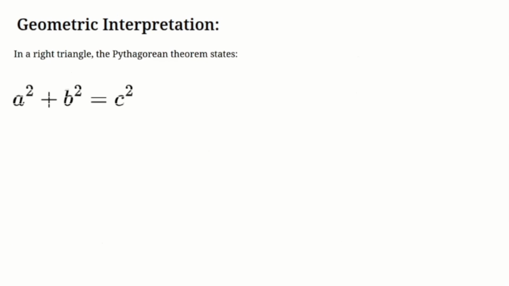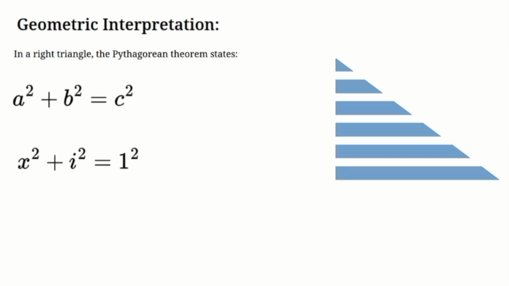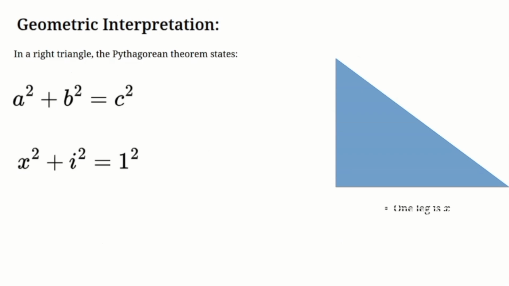The geometric interpretation. In a right triangle, we have the famous Pythagorean theorem, which says a squared plus b squared equals c squared. Now comparing that with our equation, x squared plus i squared equals 1 squared, this suggests we have a right triangle where one leg is x, the other leg is i, an imaginary number, the hypotenuse is 1, and here's the problem.